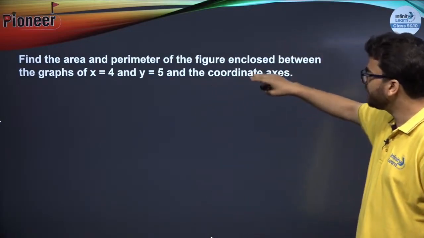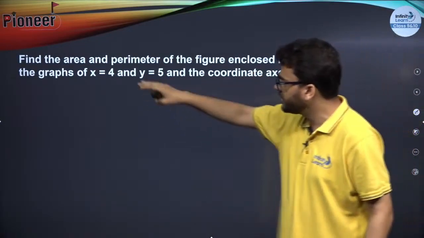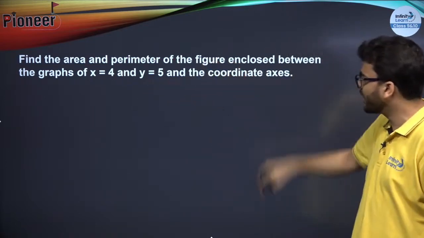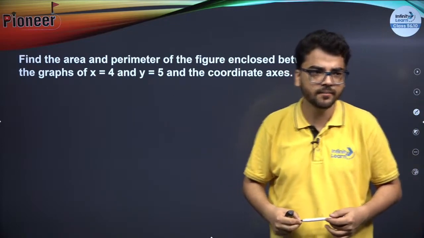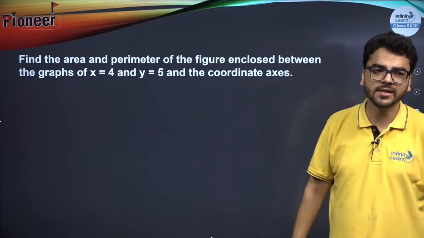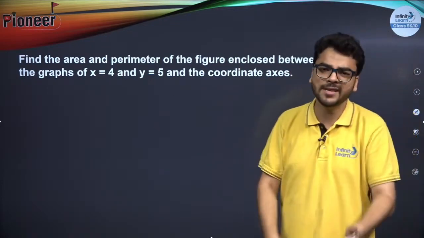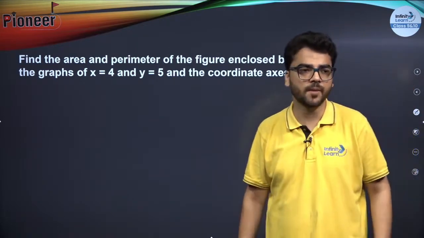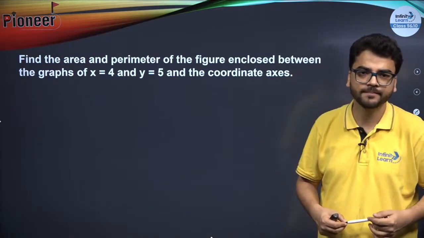Find the area and perimeter of the figure enclosed between the graphs of x is equal to 4 and y is equal to 5 and the coordinate axis. Can you try doing this one? Okay. Try doing this one and let me know the answer quickly, and then we'll be seeing the distance formula and then we'll be doing questions on the distance formula. Okay, very good.